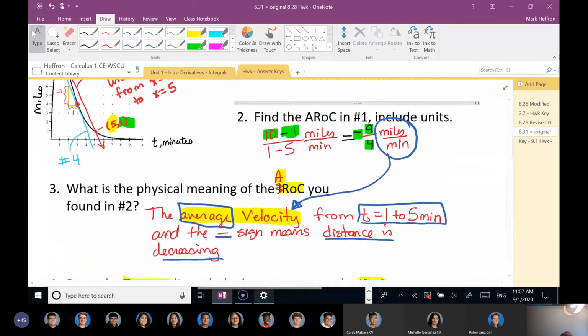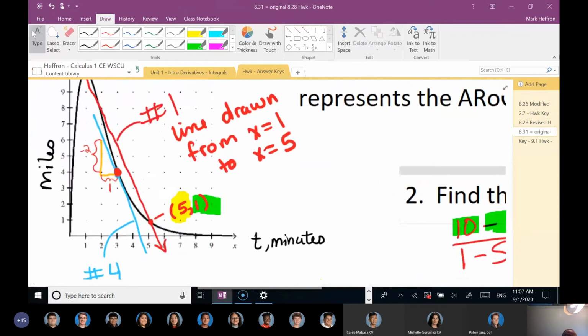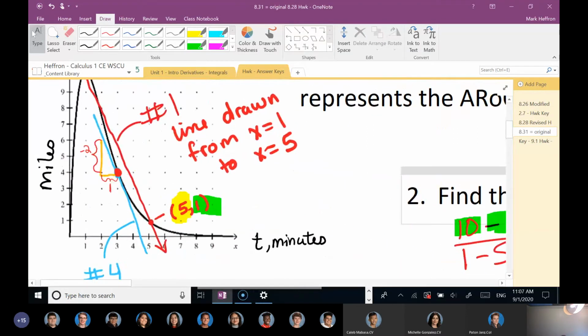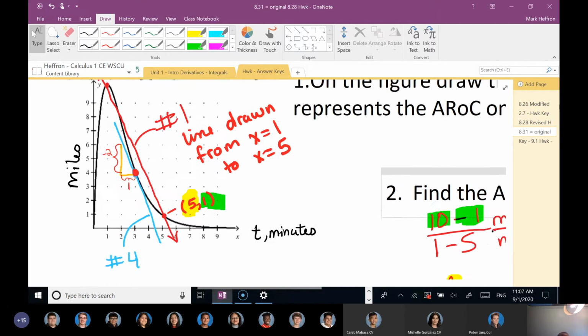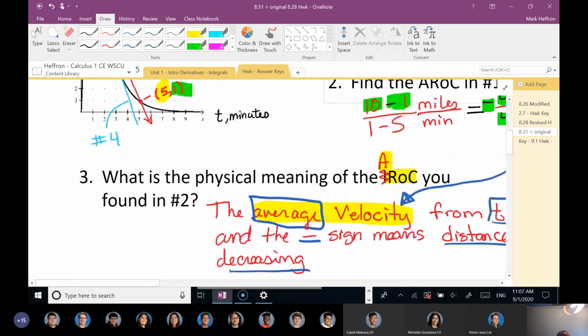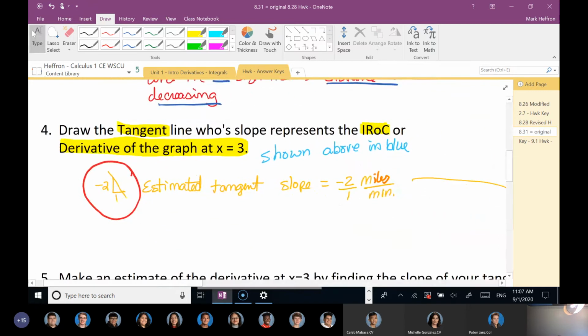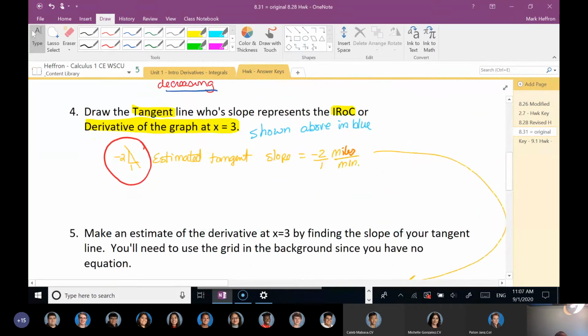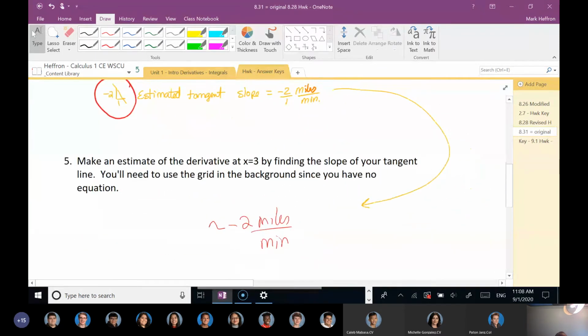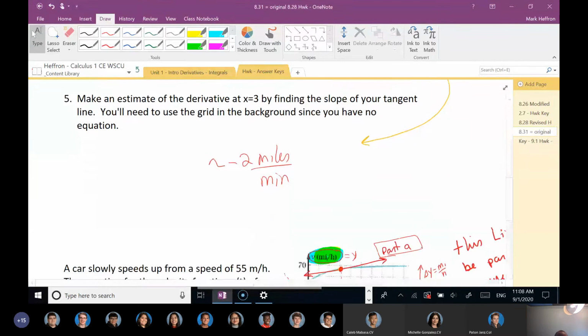So what I did is I used that grid to say, hey, I think that blue line is going down 2 over 1. And so I came up with a slope of -2. That was my estimate for the derivative for number 4. And again, my units were miles per minute. That was for number 5.